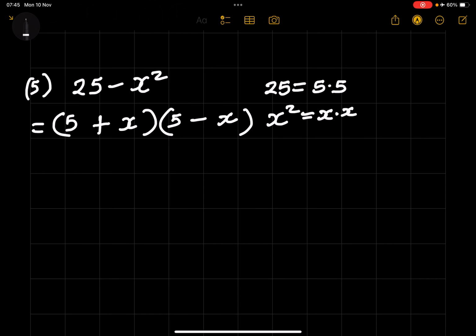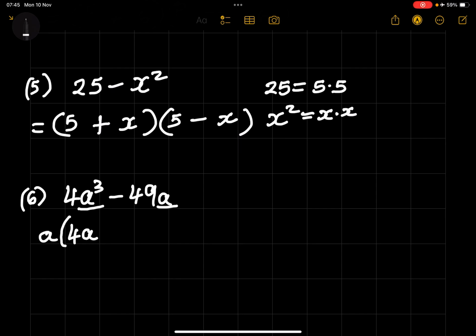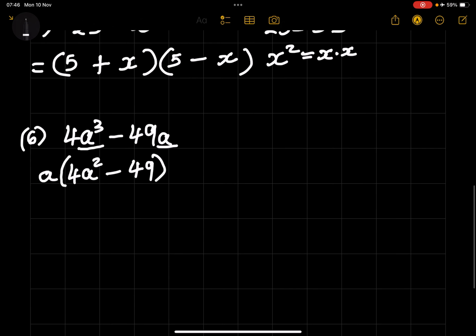Then number 6. Number 6, we're given 4a cubed minus 49a. And ladies and gents, if you check here, there's a highest common factor of a between a cubed and a. 4 and 49 do not have a highest common factor. So it's going to be a times 4a squared minus 49, because a cubed divided by a is a squared. Because a divided by a gives us 1, on the second term we're left with 49.